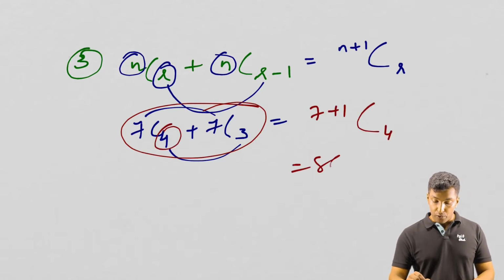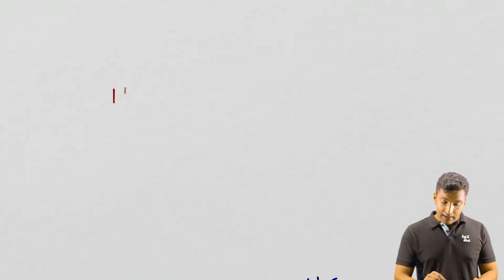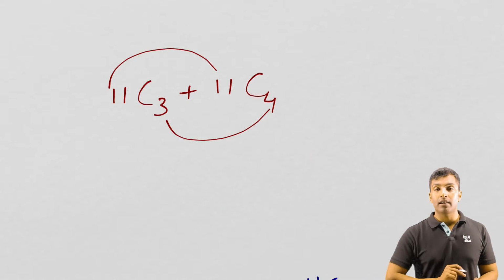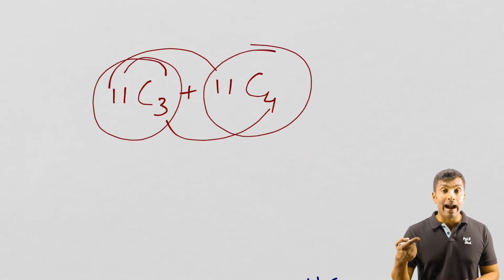So 8C4. If I ask you another question, the very same, 11C3 plus 11C4. Superscript same, subscripts differ by 1. For the addition, you don't need to find what 11C3 and 11C4 are and then add them to get the answer.